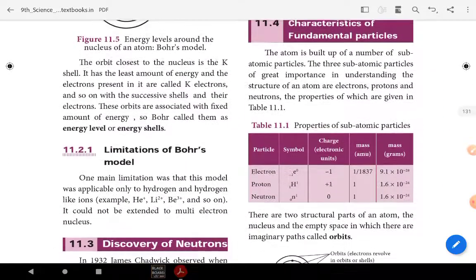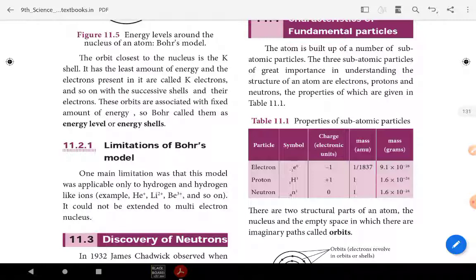Then the orbit closest to the nucleus, that's what I told children. The orbit which is closest to the nucleus is the K shell. And then it has the least amount of energy, and the electrons present in it are called K electrons. So, அந்த K shell இருக்கக்கூடிய electronsக்கு என்ன பேர்? K electrons. And so on with the successive shells. அப்போ L electrons, M electrons, N electrons இப்படி சொல்லிக்கலாம்.